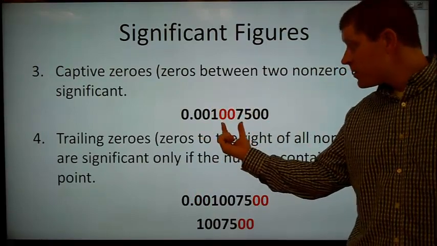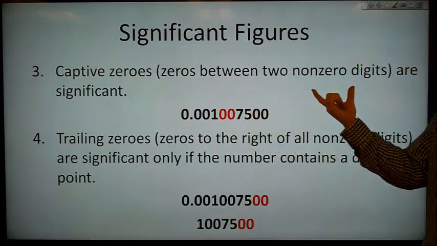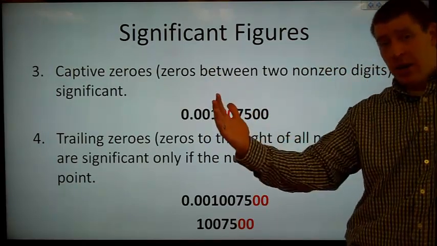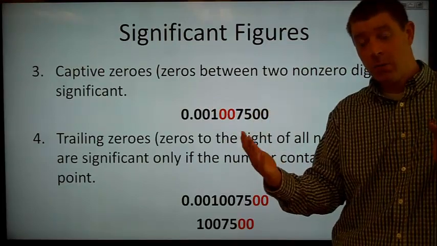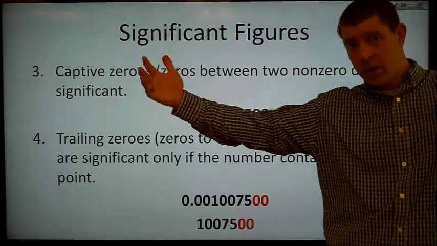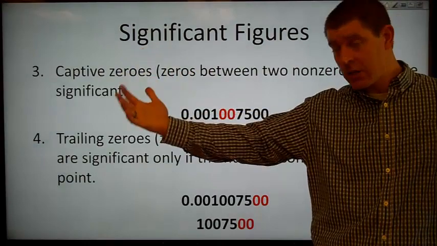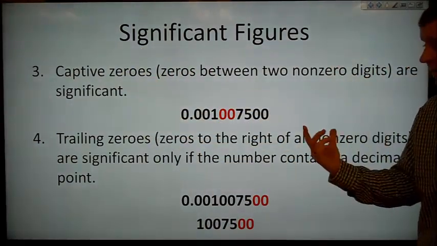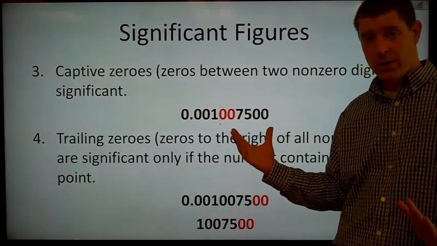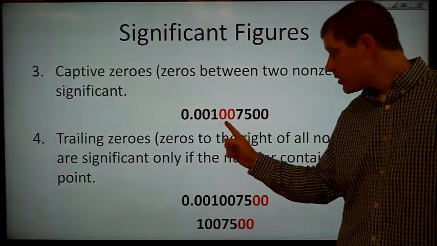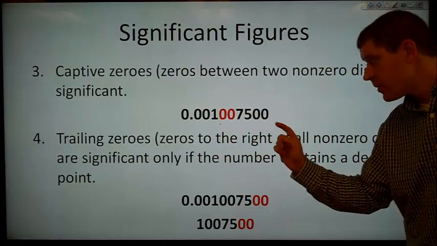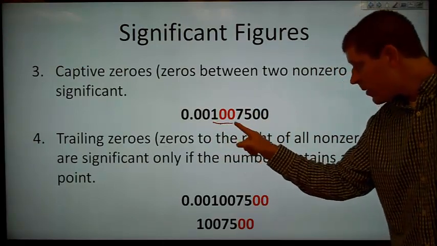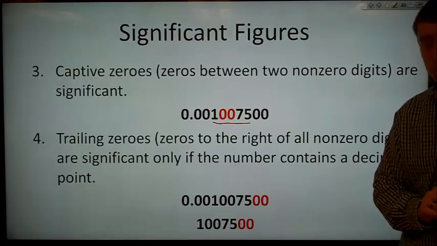Captive zeros are the zeros in between, so zeros between two non-zero digits, so between the 1 and the 7. It doesn't matter how many zeros you have in there. It doesn't have to be immediately in between, just as long as there are some significant digits on either side. So captive zeros are always significant. So these zeros always count. Right? So the 1 counts, the 0 counts, the next 0 counts, the 7 counts, and the 5 counts. So we know that right now, those 5 digits count for sure.